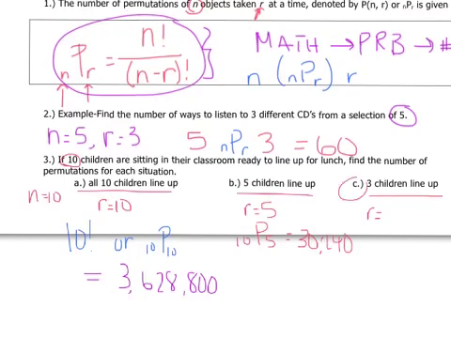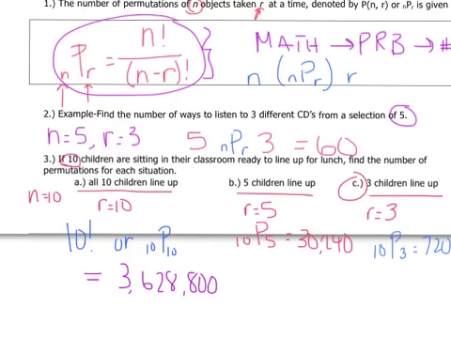Go ahead and try this last one on your own. So we're choosing 3 students to line up. All right, if you tried this on your own, we should have had that 10 permutations choosing 3 is 720.